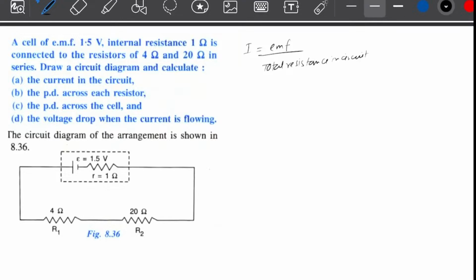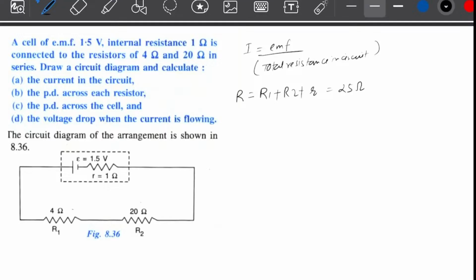So first we need to find the value of total resistance in the entire circuit. Let us take capital R as this particular thing, and it would become R1 plus R2 plus internal resistance. So by putting all these values together, 4 plus 20 plus 1, it would become 25 ohms.